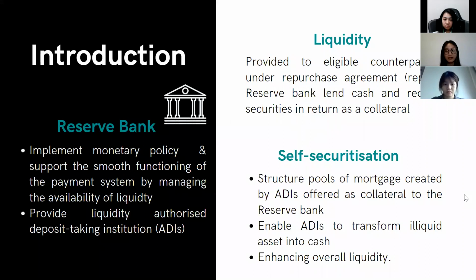The Reserve Bank implements monetary policy and supports the smooth functioning of the payment system by managing the availability of liquidity in the form of exchange settlement account balances. They also provide liquidity to authorized deposit-taking institutions, also known as ADIs, to promote financial stability during financial system stress. Liquidity is provided to entitled counterparties under repurchase agreements, where the Reserve Bank lends cash to the counterparty and receives securities in return as collateral.